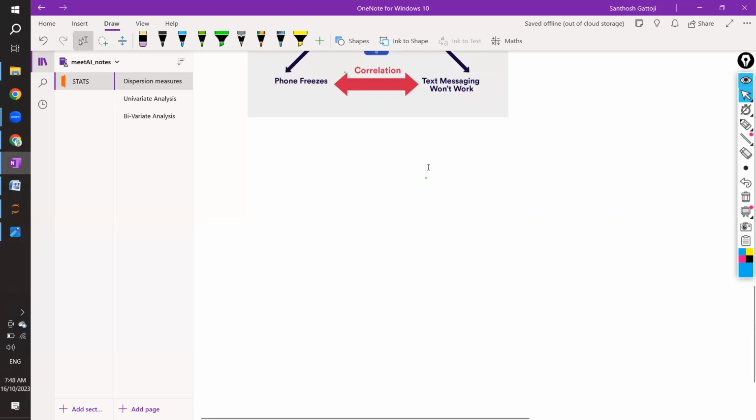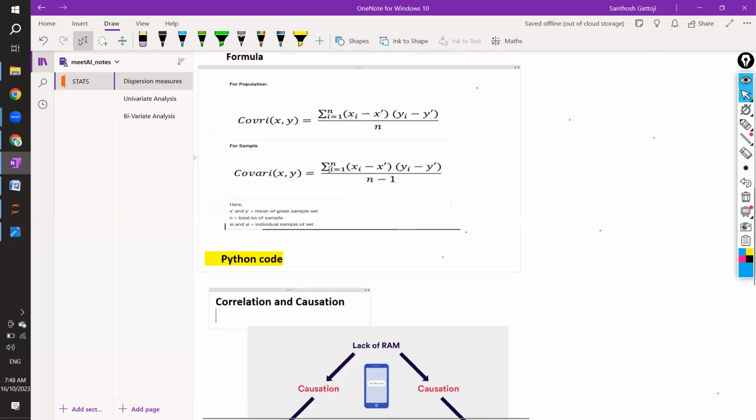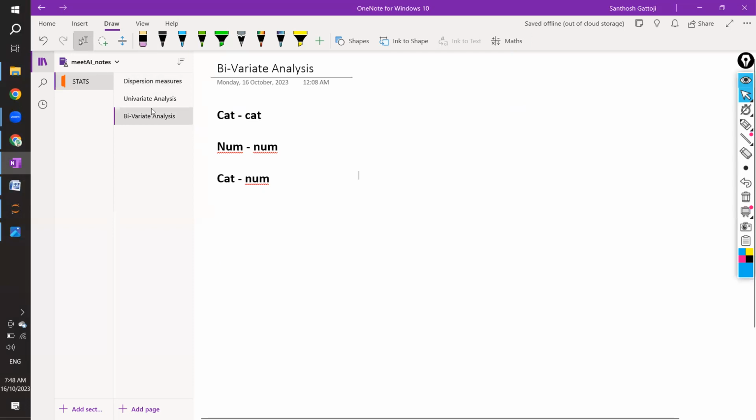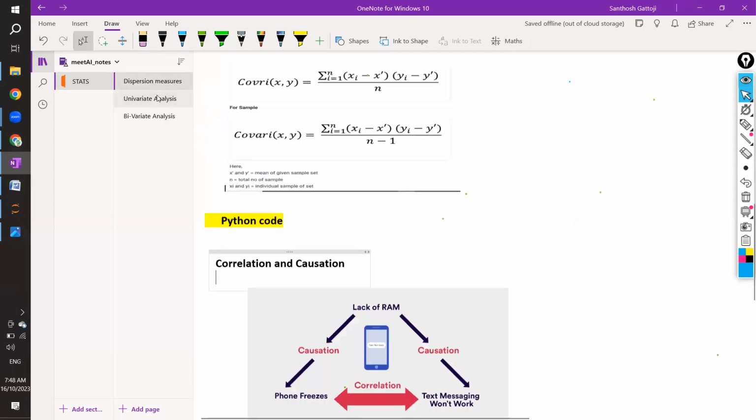Okay, perfect. That's all for today. Hope you understood. Tomorrow we are going to study the frequency of different columns, like univariate and bivariate columns. That will be the next concept.